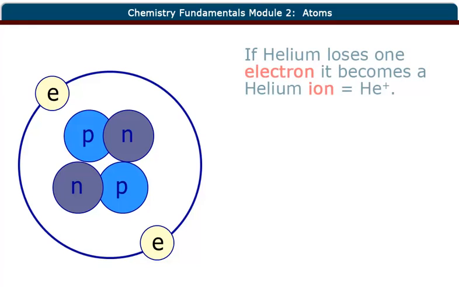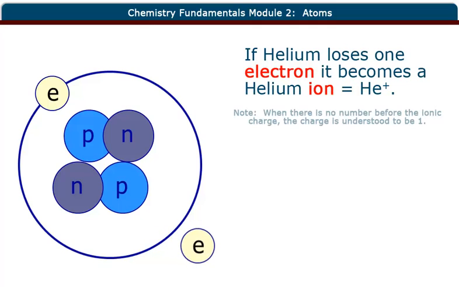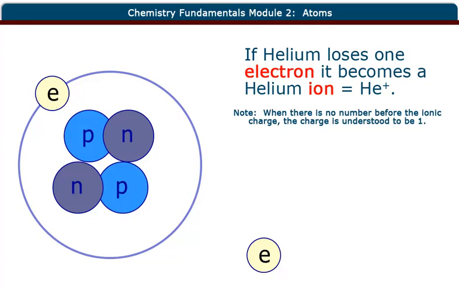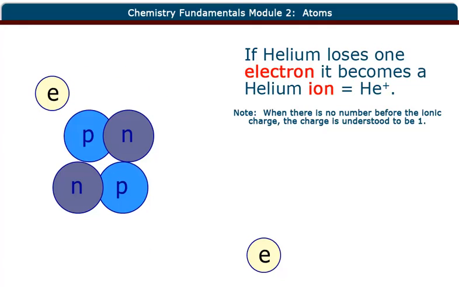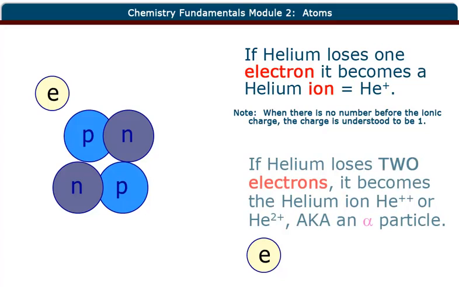If helium loses 1 electron, it becomes a positively charged helium ion, since it has a net positive charge because it lost 1 negative charge, the electron. This ion is designated as the chemical symbol for helium, He+. If helium loses 2 electrons, it becomes helium++ or helium-2+, which as you can see is just a helium nucleus without any electrons. You'll learn later in nuclear science that another name for this helium nucleus is an alpha particle.